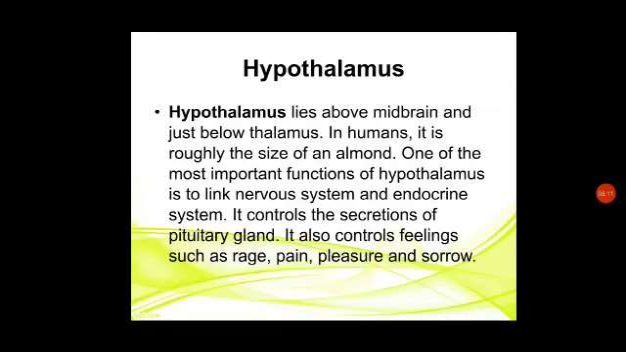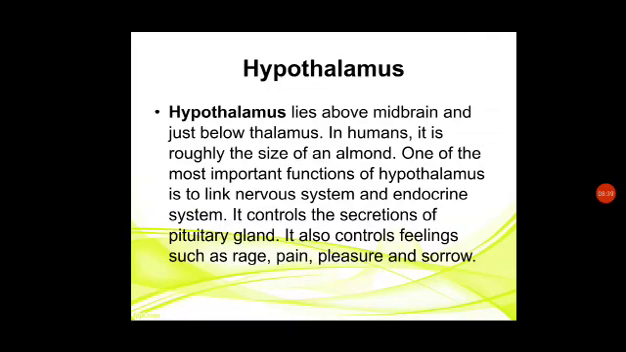Now the hypothalamus. The hypothalamus lies above the midbrain and just below the thalamus. In humans, it is roughly the size of an almond. One of the most important functions of the hypothalamus is to link the nervous system and the endocrine system. Students, you will study the endocrine system in the next lectures. Then there is a connection between the central nervous system and the endocrine system.